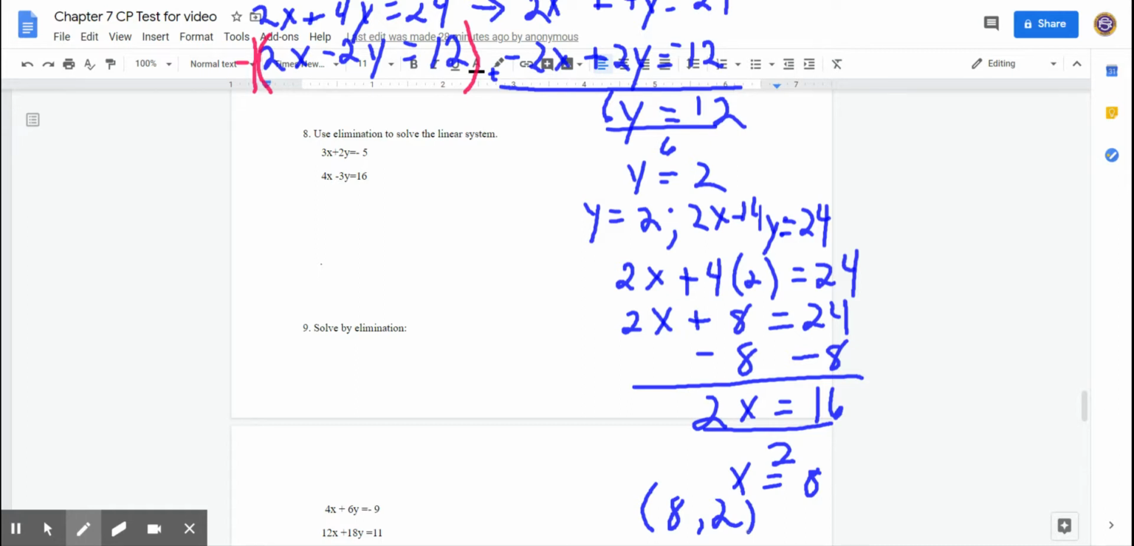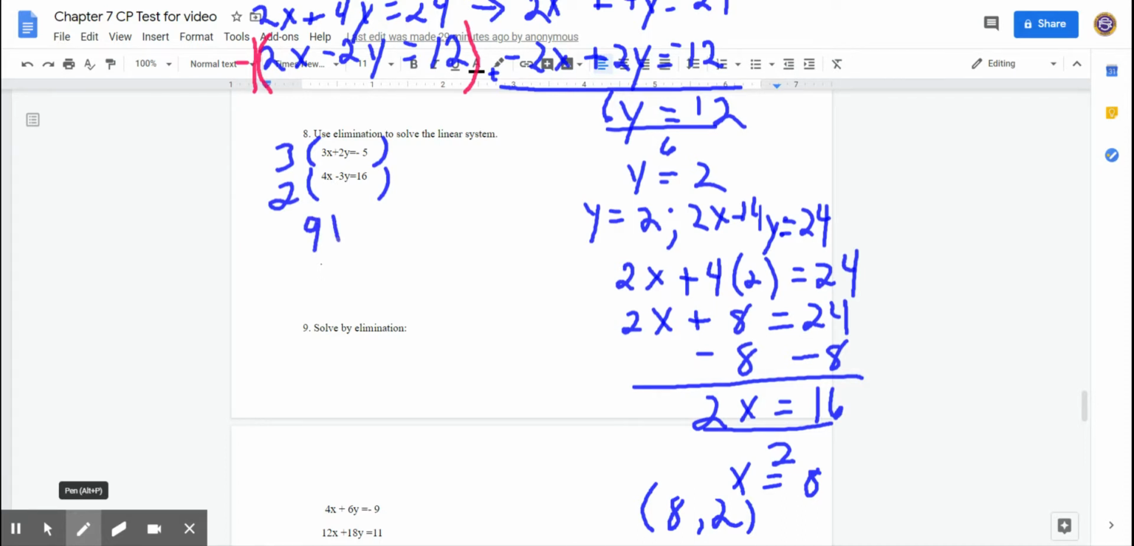Remember what I told you. I told you to just multiply by the opposite number. So what is the coefficient of the y in the second equation? 3. So multiply the top one by 3. What is the coefficient of y in the top equation? 2. So multiply the bottom equation by 2. You flip the numbers in front of the variable because that's going to make them the same or opposites when you multiply through.